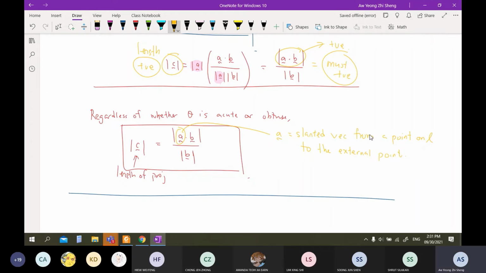Vector A is a slanted vector from a point on L to the external point. I call it the external point, I use this term to refer to the point P, the point that doesn't lie on L. Okay. Then what is vector B then? Vector B is a vector parallel to L.